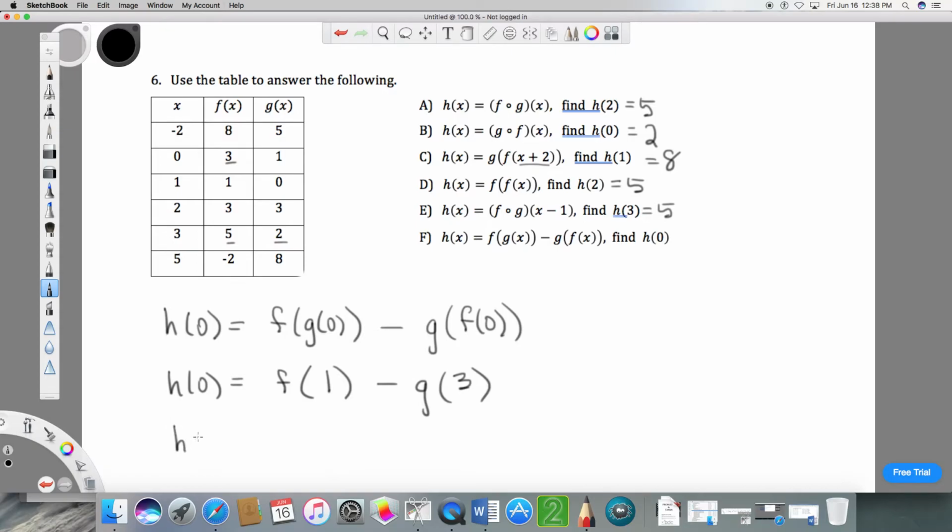So now I come in and say h evaluated at 0. Well, what's f evaluated at 1? Well, from the table, when x is 1, the output of f is 1. And 3 here, g evaluated at 3 is 2. And 1 minus 2 is a negative 1. So our final answer is negative 1.